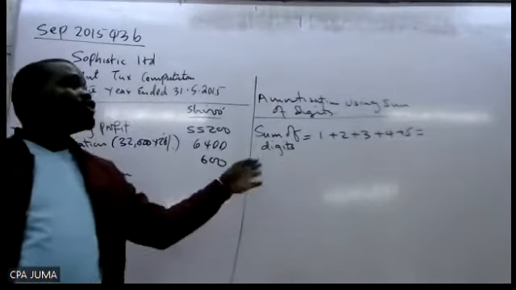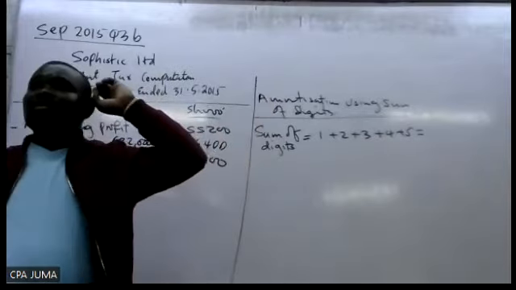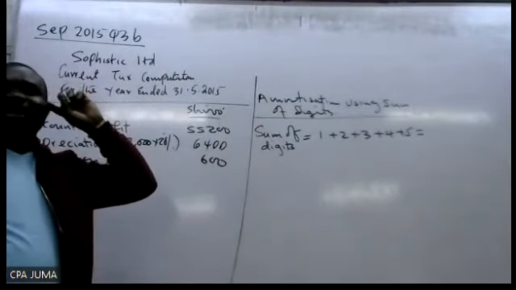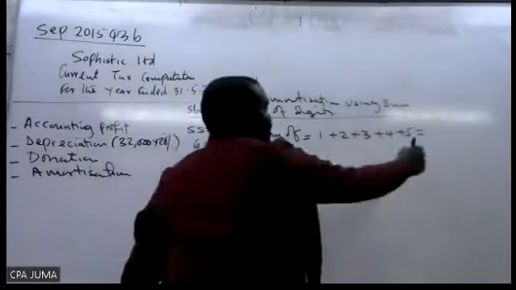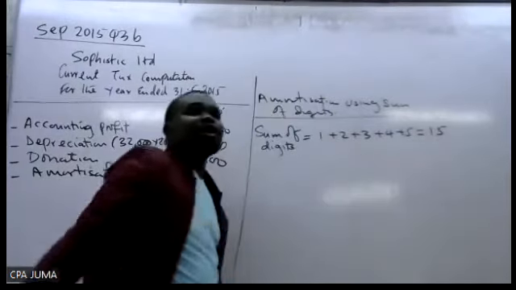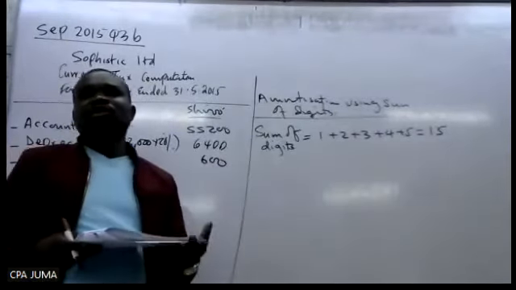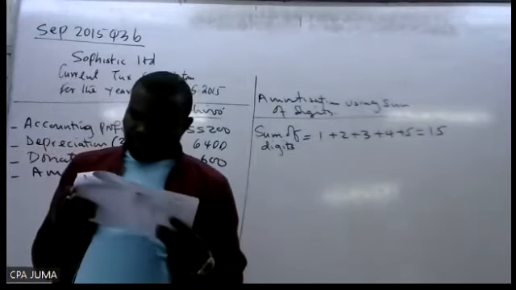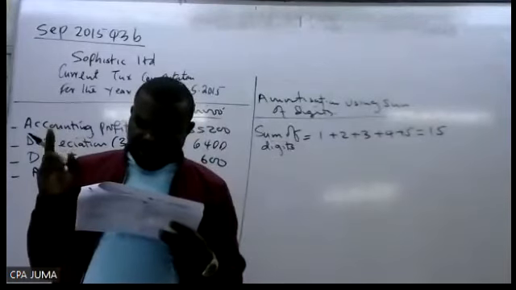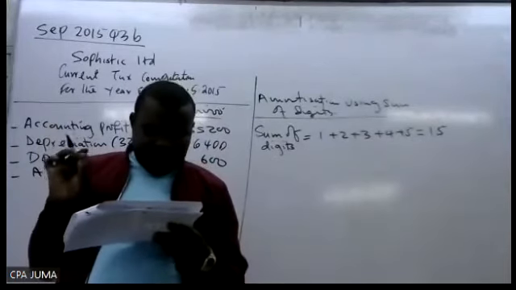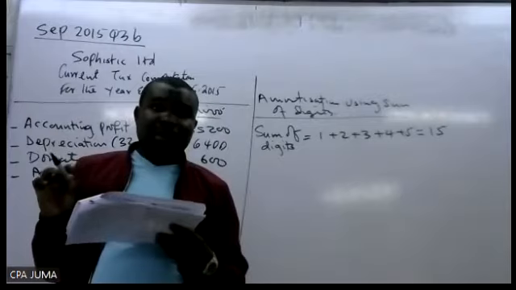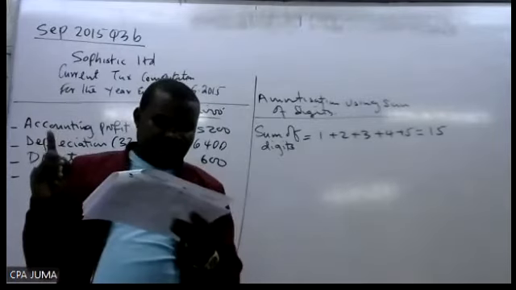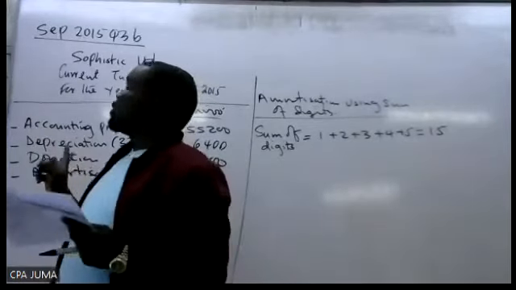If it is 10 years, you continue adding up to 10. How many? 15. Then you check which year of amortization you are in. When did they start amortization? Amortization commenced in June 2012, yes. So 2012, and here we are in 2015.